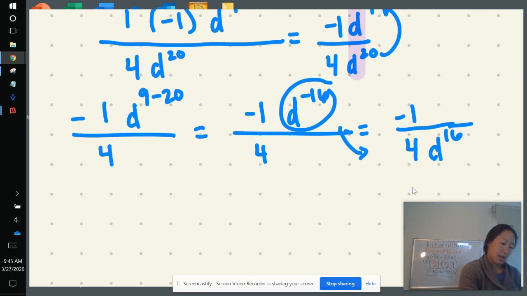And I made a mistake right here. 9 minus 20 is negative 11. So when I move this down to the lower level, this would also be d to the 11th power. And that's that.